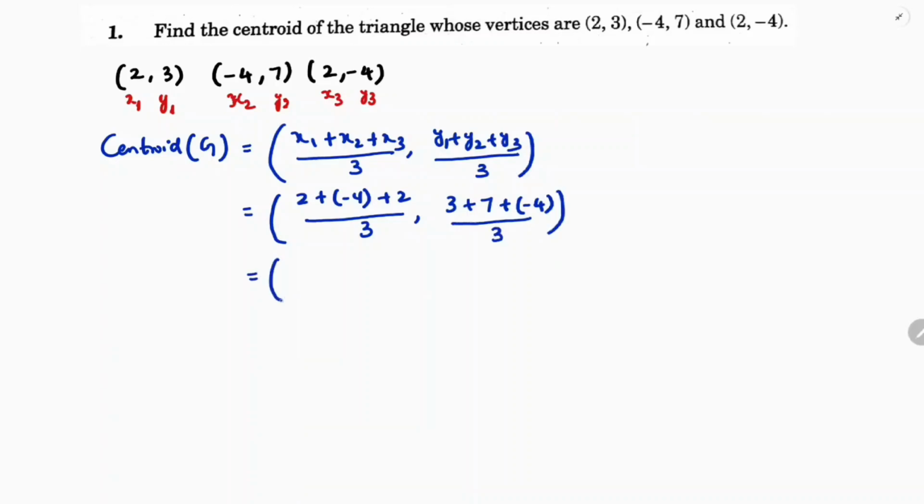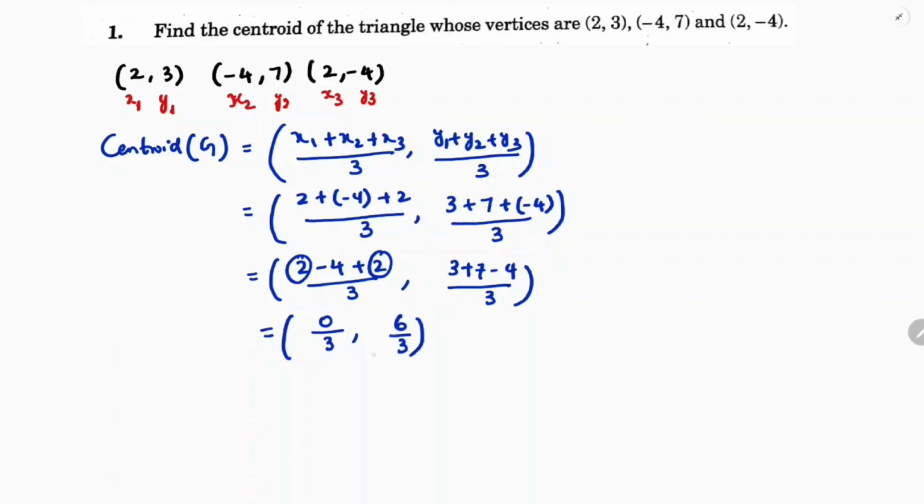If we simplify, here 2 minus 4 plus 2 by 3, 3 plus 7 minus 4 by 3. So 2 plus 2 is 4, 4 minus 4 is 0, by 3. 3 plus 7 is 10, 10 minus 4 is 6, by 3. So here the centroid is 0 by 3 is 0 and 6 by 3 is 2. So the centroid is (0, 2).